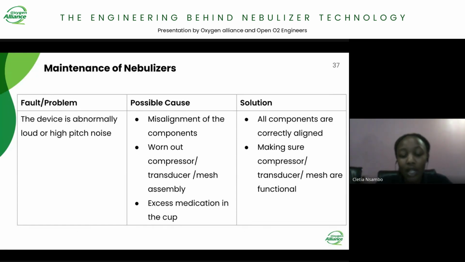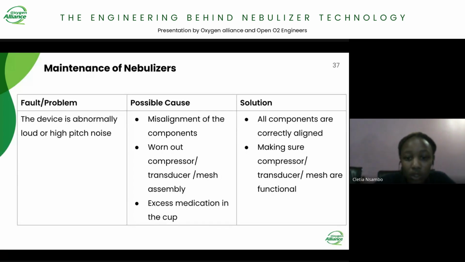Most of the caps have measurements of the units, so you just have to follow the measurements that are labeled on the cap. And the solution for this is you can service your compressors or make sure that the compressor, the transducer and the mesh are functional, as well as proper placement of the components.